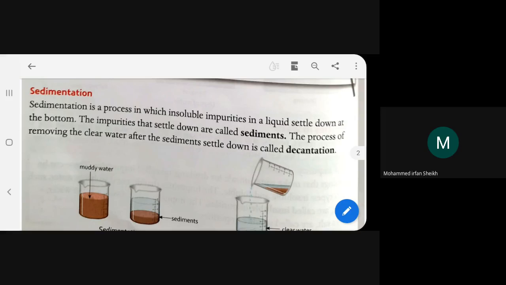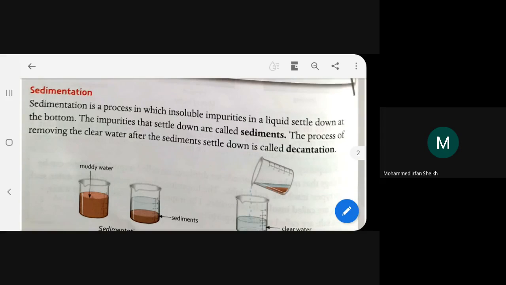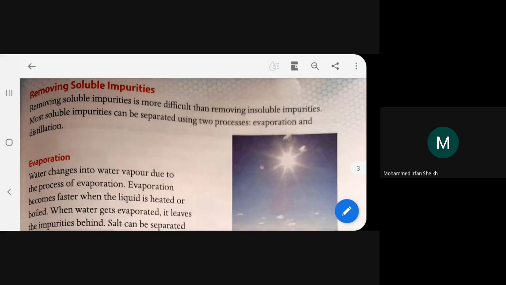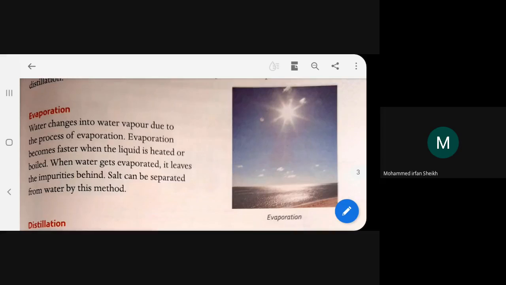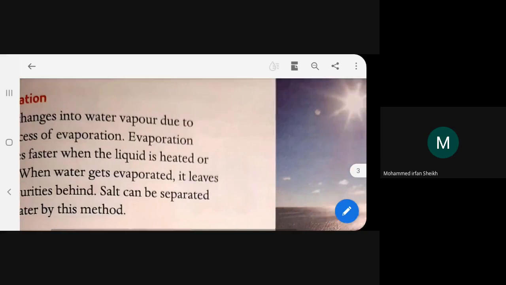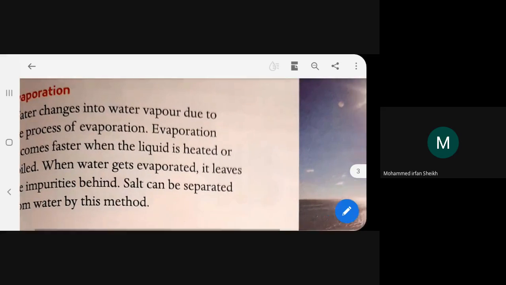Yes, beta? No, ma'am. Salt disappears easily. Can we separate it through the method of filtration and sedimentation? No, ma'am. Why? Because it is soluble inside the water, correct? And it's a soluble impurity. At the same time, salt is one of the impurities in water. We are not drinking salty water of ocean and sea. So salt can be separated through the method known as evaporation. Salt is one type of impurity, and how can we separate salt from the water? Through the method known as evaporation.